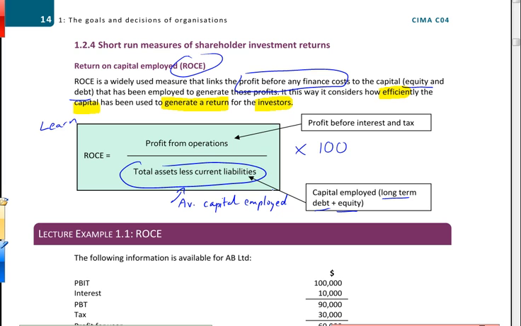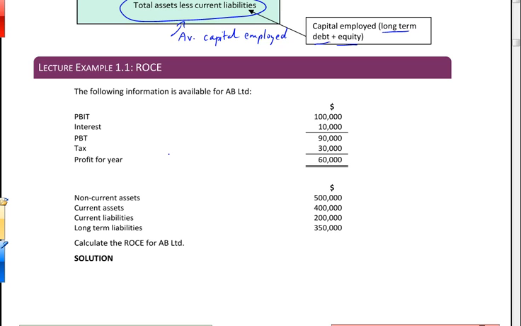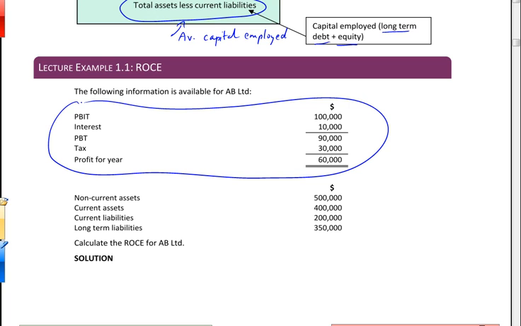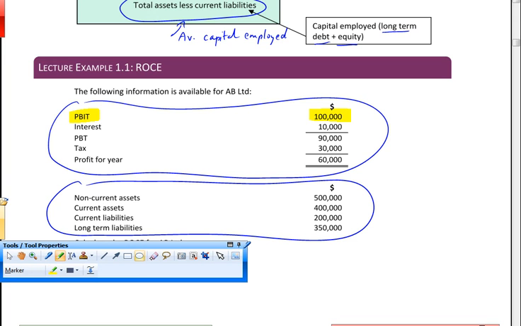Now let's take a look at this first example. So we have some financial information. This is information taken from the income statement of this company, and this is information taken from the statement of financial position. So remember, what we are interested in is the profit from operations. Okay, so that's our profit before interest and tax, profit from operations divided by our capital employed, and what we are looking for is our total assets less our current liabilities.